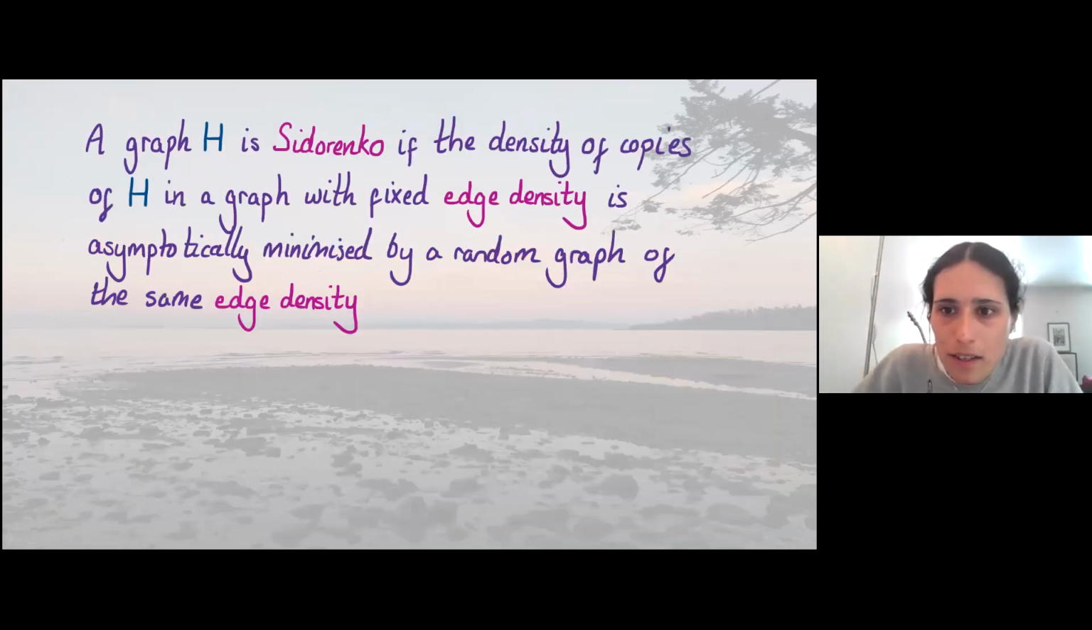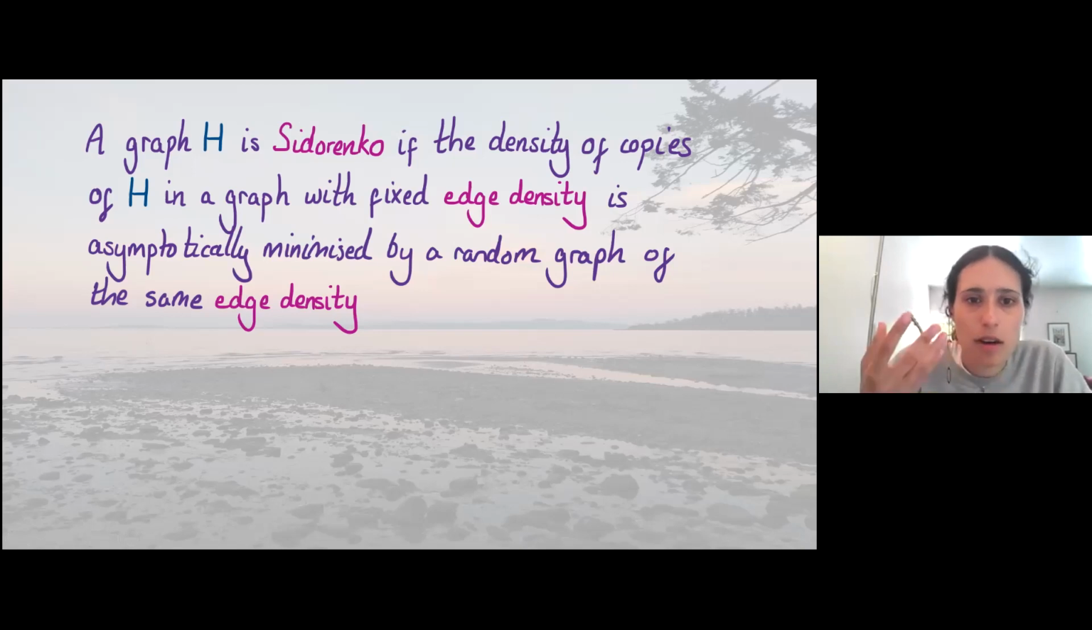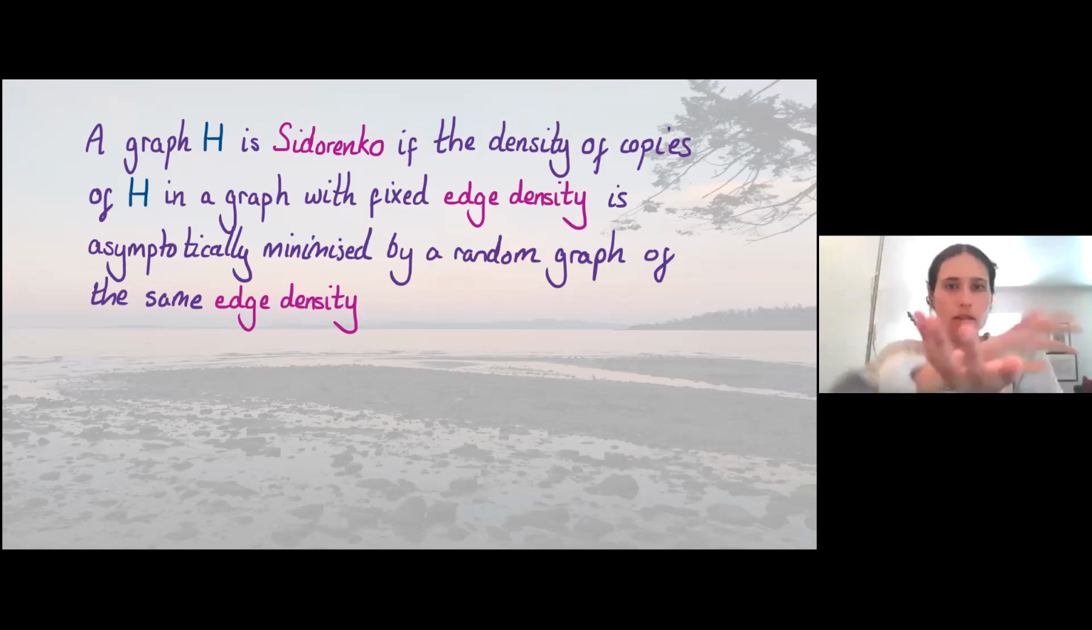It would not be good of me to talk about common and uncommon graphs without also mentioning the property of being Sidorenko. I'm sure many of you have heard of Sidorenko's conjecture. A graph H is Sidorenko if the density of copies in a graph with fixed edge density is asymptotically minimized by a random graph of the same edge density. The way to think about this is that for common, you look at your graph, you've got red and you've got blue, and you count the red copies plus the blue copies, and that's always at least something. In Sidorenko, it's like looking at just one color.